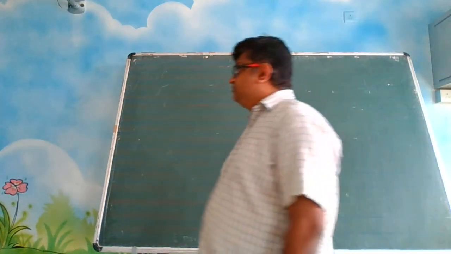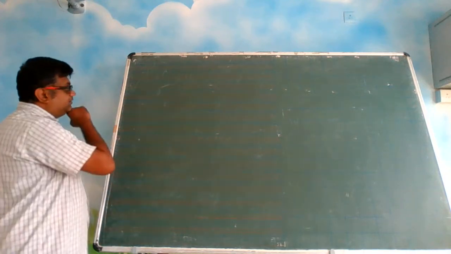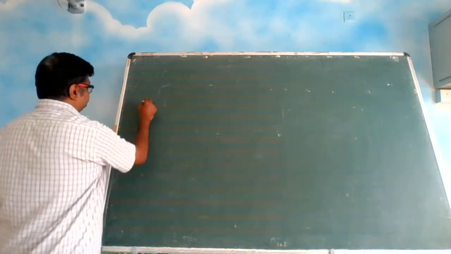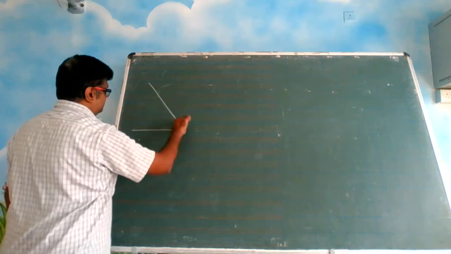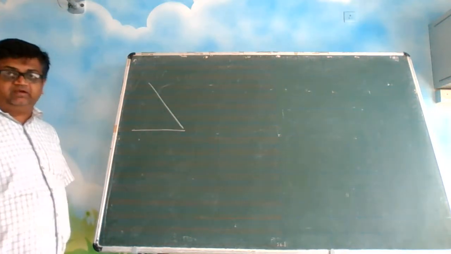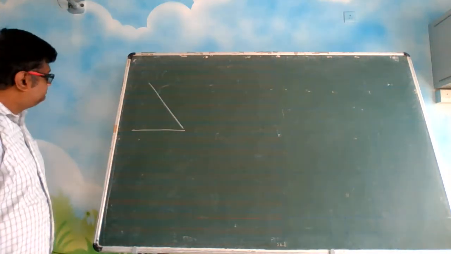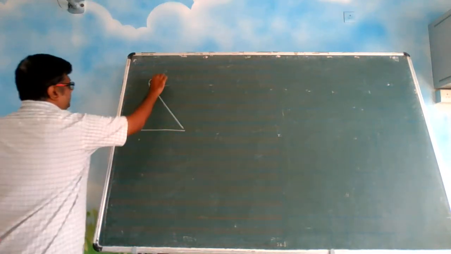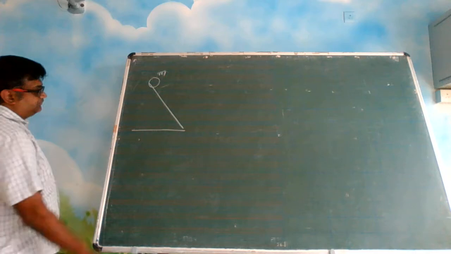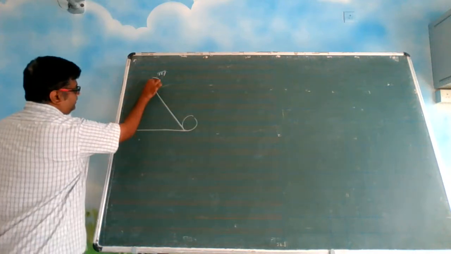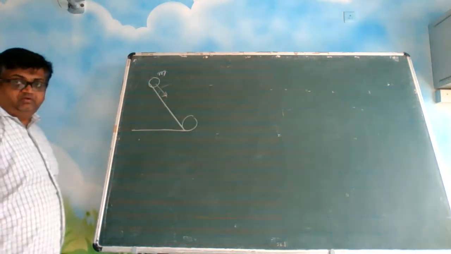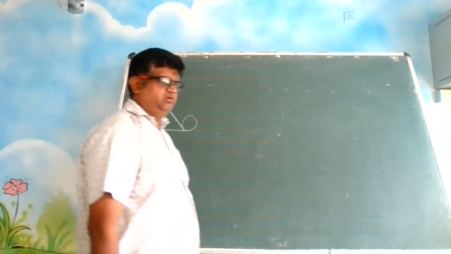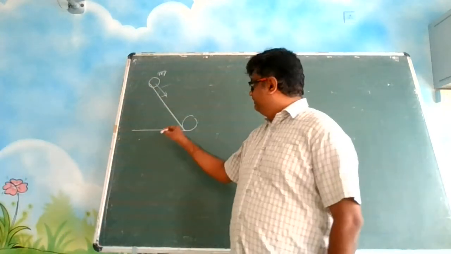Anyway, let us discuss some more concepts regarding the work energy theorem. Suppose there is an inclined plane given like this. There is a ball of mass m, and it slid or rolled to the bottom of the inclined plane.